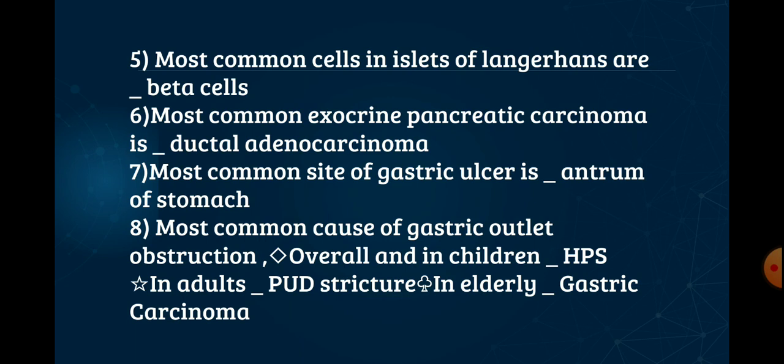Most common site of gastric ulcer is the antrum of the stomach, that is the terminal part. We have not to confuse the fundus with the antrum. Fundus is the starting point towards the esophagus and antrum is towards the duodenum, and that is the most common site of gastric ulcers.